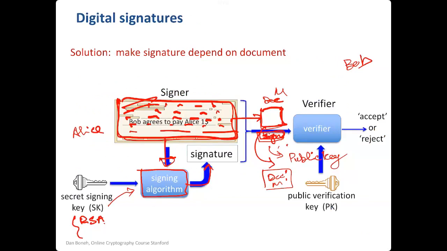Because everyone has the public key of Alice, and only Alice has her own private key. Nobody else has the private key, and she has signed with that private key. Now she is liable for whatever she has signed for.